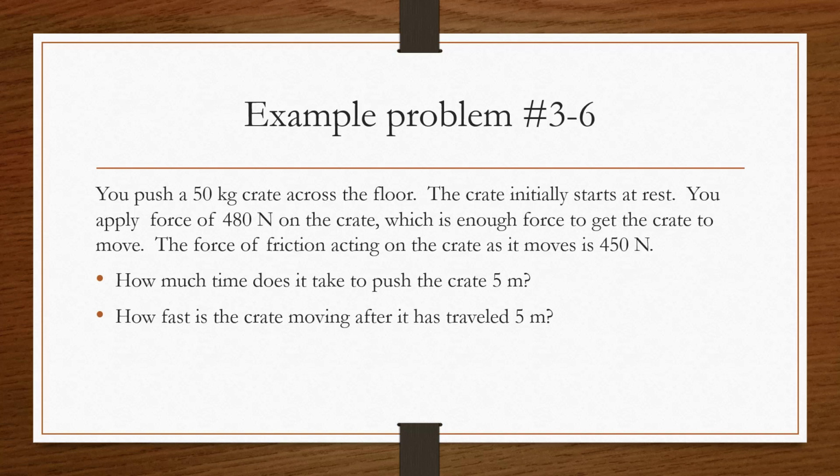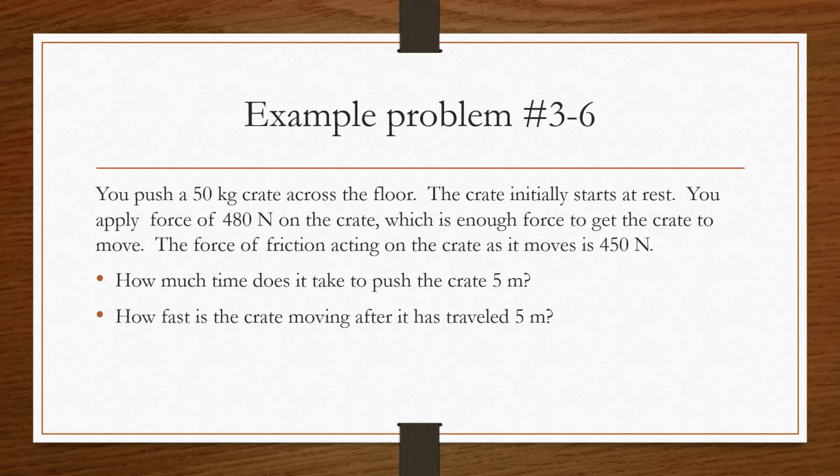Here I have a crate that's on a floor. This crate is initially at rest. I said it has a mass of 50 kilograms. I'm going to apply a force of 480 newtons on the crate, which is enough force to get the crate to move. So what this says is that 480 newtons is greater than the maximum static frictional force. We do know the force of friction that acts on the crate as it moves is 450 newtons. So that's really the kinetic frictional force acting on the crate.